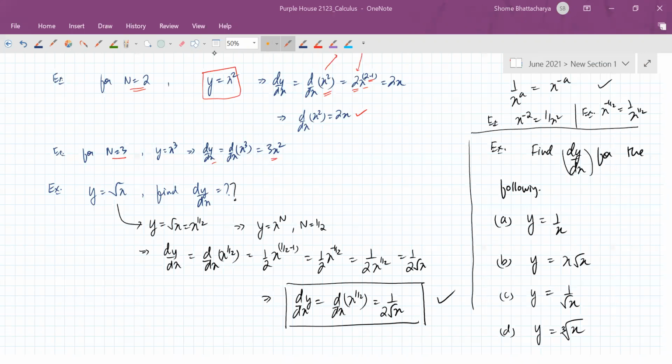I have a doubt. Yeah, beta, tell me. Sir, in your third example, at the last part, you wrote 1 upon 2 x raised to the half. Yes. So in the next step, how come it becomes 1 upon 2 root x?